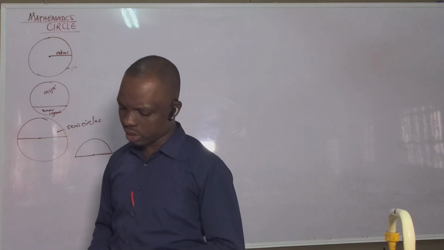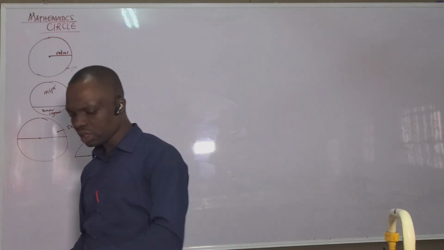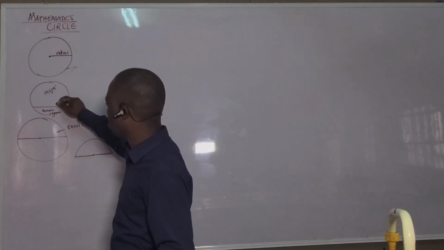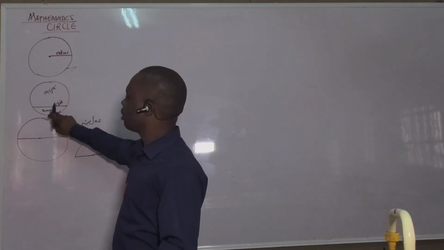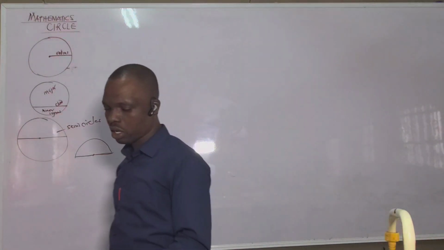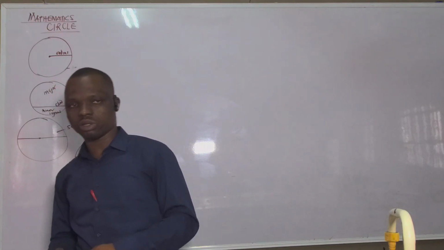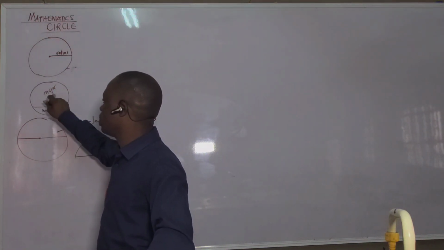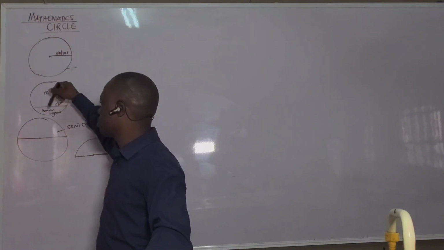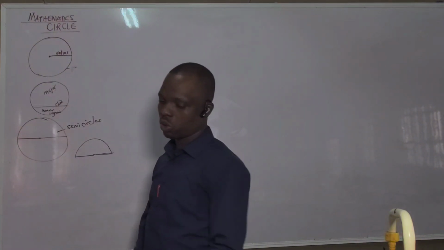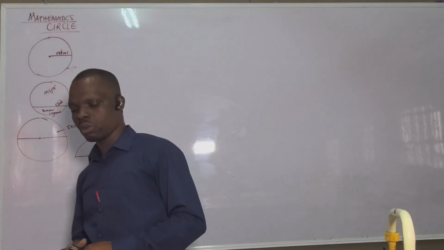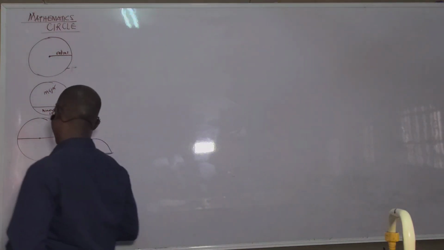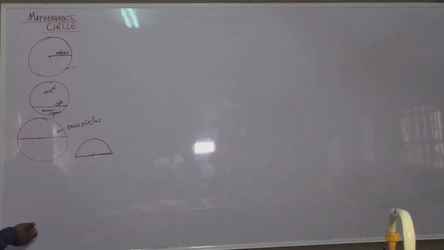So if we know this, let's go back to this chord. I said this is the chord. Each of these segments are alternating to each other. So you can say alternate segment of the other. This is the alternate segment of the major, and this is the alternate segment of the minor segment. So with this understanding, we can also look at some other things like the sector of a circle.